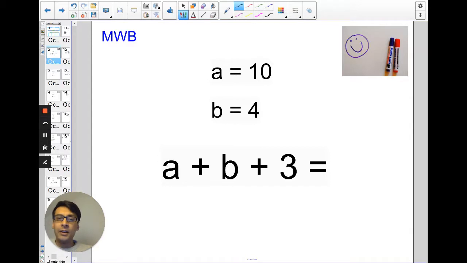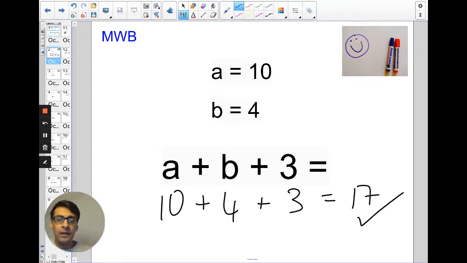So then I'll say, okay, well in this case, a is 10, b is 4, and c is just 3. So 10 plus 4 plus 3 is going to be 17. And then you tick your work. Okay, so that's question 1 done. You don't need to write that one in the book. If you have, great, you've got your answer. So here is question 2. So again, pause the video as soon as you see the next question, and then we'll go through it.